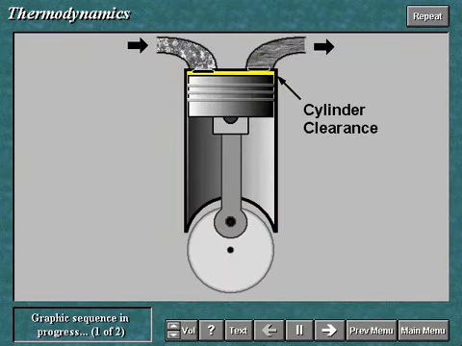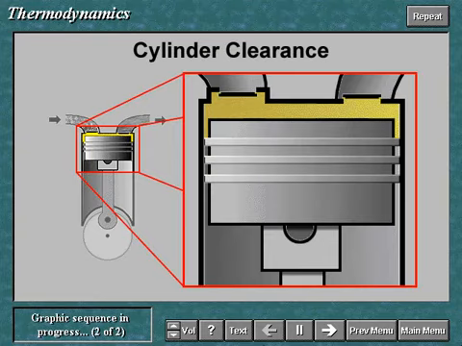In each cycle, there is an area of the cylinder that is not swept by the piston. A volume of gas remains in this area at the end of each compression stroke. This volume is called the cylinder clearance. The cylinder clearance consists of the volume between the cylinder head and the piston at the end of the stroke, the volume between the cylinder walls and the valves, and the volume due to the difference between the diameter of the piston and the diameter of the cylinder.